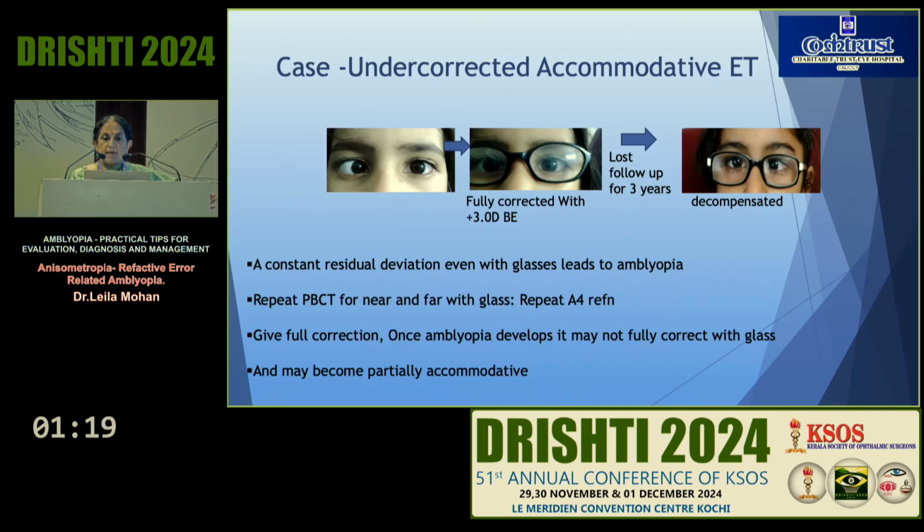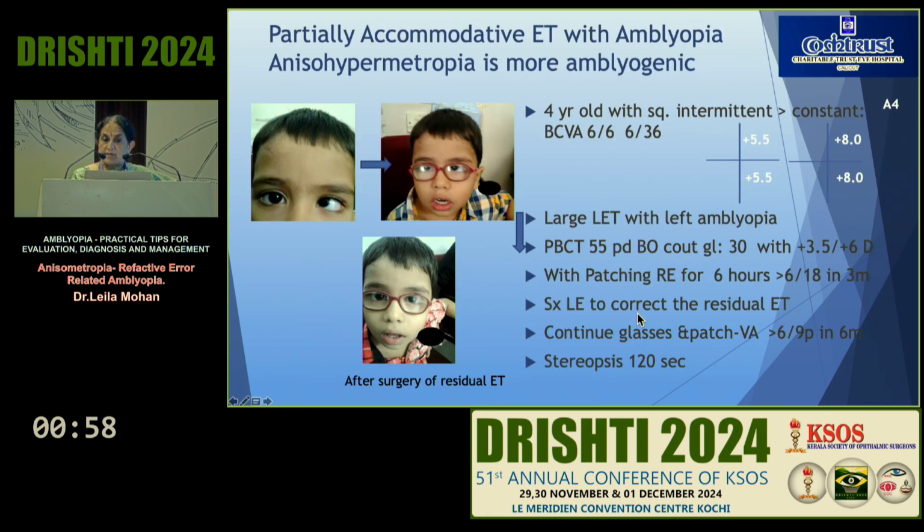This child, she was fully corrected with +3 diopters and lost for follow-up, and she came back after 3 years decompensated, and she was not fully corrected with full correction, which was given later. So it is very important that you follow up these children. They may become partially accommodative.